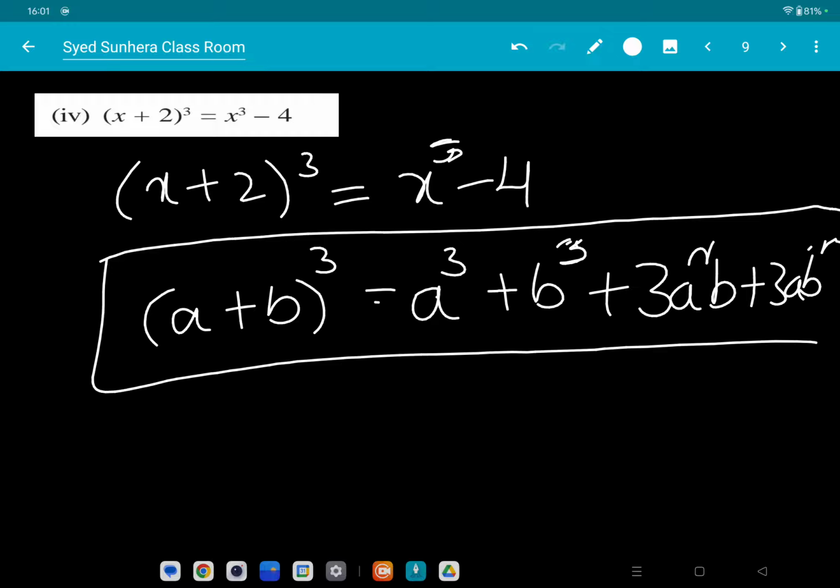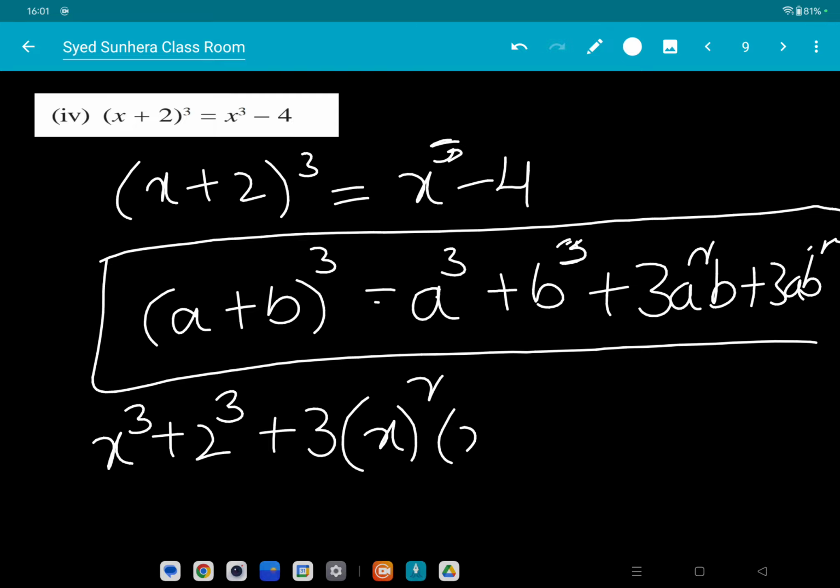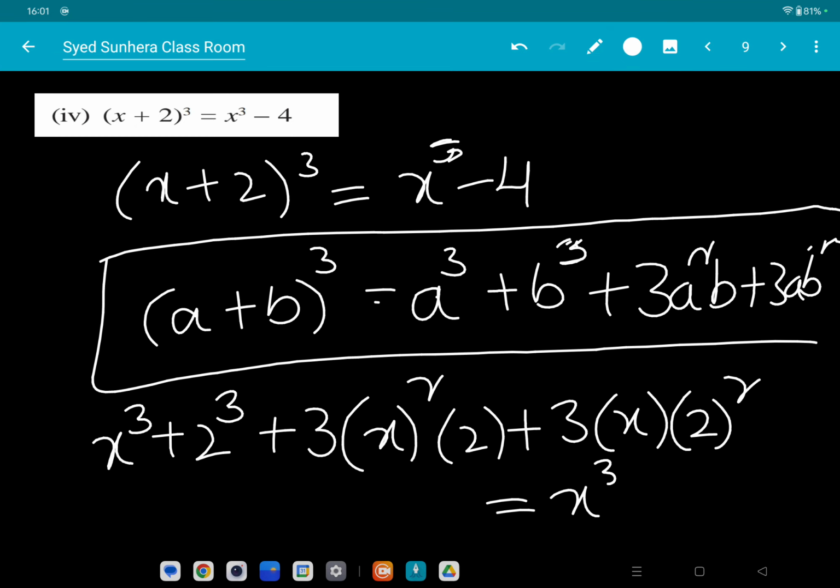Now substitute these values in here. x plus 2 whole cube means a cube plus b cube, which means x cube plus 2 cube, plus 3 into what is the a value? x square. What is the b value? 2. Plus 3 into what is the a value here? x, and b value means 2 square, is equal to x cube minus 4.